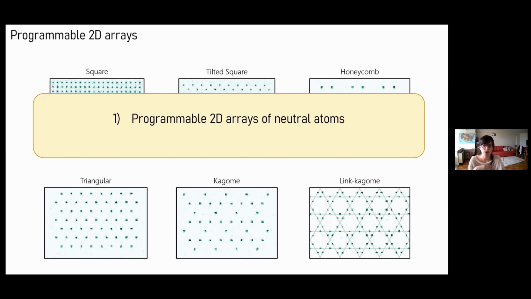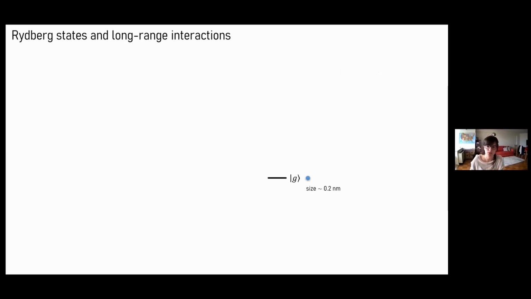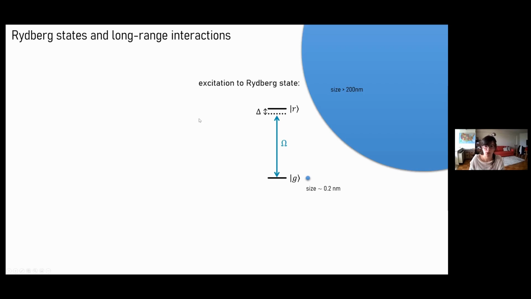But now, to be able to do some interesting physics here, we would like the atoms to interact strongly with each other. And so to do that, we start with the atoms in an electronic ground state G, and then we use an optical transition to excite them into a Rydberg state. So the idea here is that the Rydberg state is a highly excited electronic state, so its effective size is much larger than the initial one. It's about 1,000 times larger.